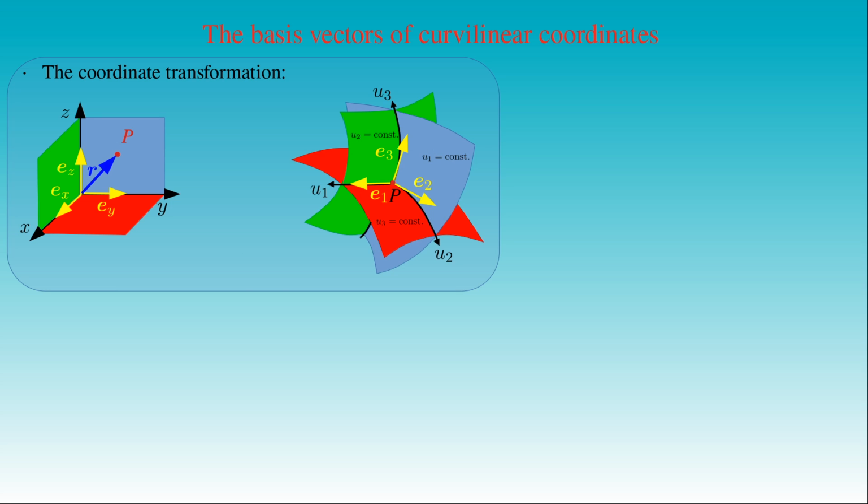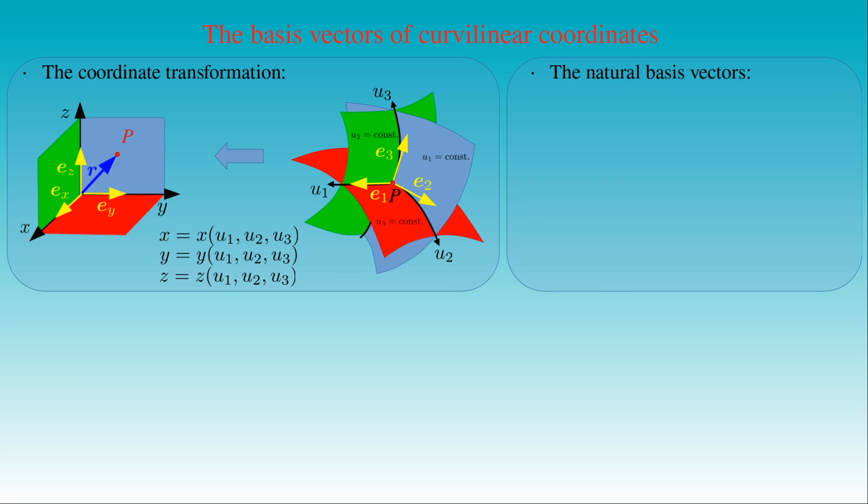In this calculation, we will use the functions of inverse coordinate transformations, which map the curvilinear coordinates to the Cartesian ones. The natural basis vectors of the curvilinear coordinates can be written as the linear combinations of the Cartesian basis vectors, where the coefficients are the partial derivatives of the Cartesian coordinates with respect to the curvilinear ones. That is, the natural basis vector gi for the coordinate ui, with the index i running from 1 to 3, is given by the partial derivative of x with respect to ui times ex, plus the partial derivative of y with respect to ui times ey, plus the partial derivative of z with respect to ui times ez.